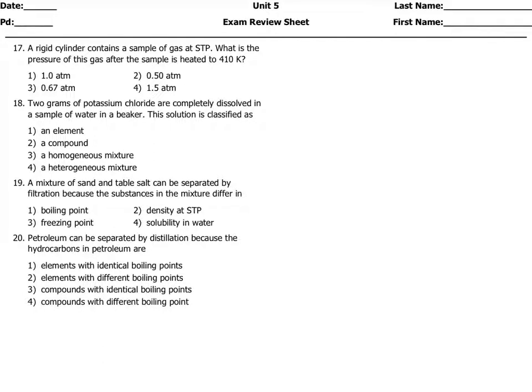And so for 17, we have a rigid cylinder of gas at STP, and we need to know the pressure after it has been heated to 410 Kelvin. Since this gas is in a rigid cylinder, its volume is not going to change. So I'm going to remove the volumes from the equation because volume is constant. And we're left with P1 over T1 is P2 over T2. We are looking for the pressure of the gas, so we're looking for P2. I'm going to use algebra to isolate that. I was able to find that P2 is going to be P1 times T2 over T1.